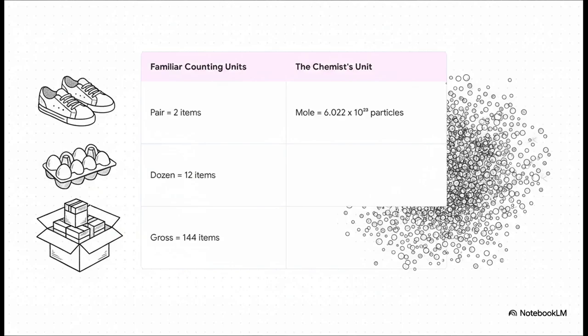So, what is a mole? Well, the concept itself is actually way simpler than you might think. It's really just a counting word. Think about it. We have a pair for 2 things, a dozen for 12 things. A mole is the exact same idea, just for a ridiculously large number of things. Specifically, 6.022 times 10 to the 23rd of them. And we're usually talking about atoms or molecules here.